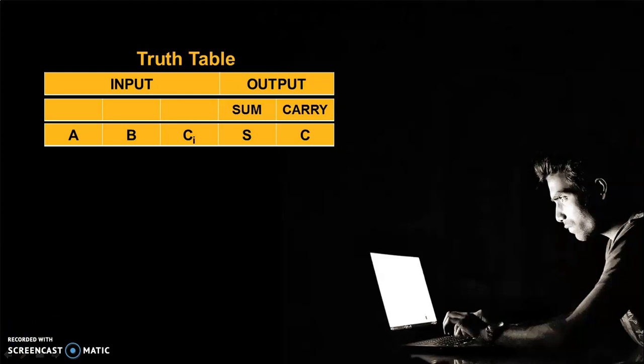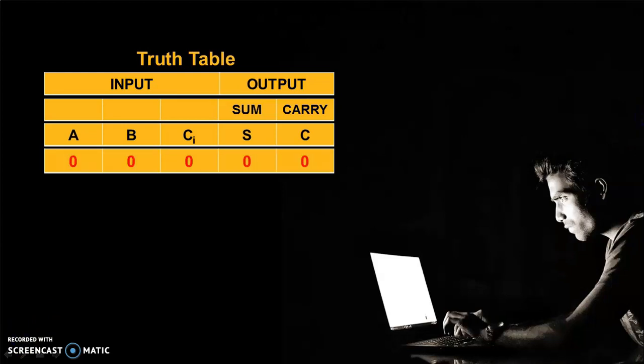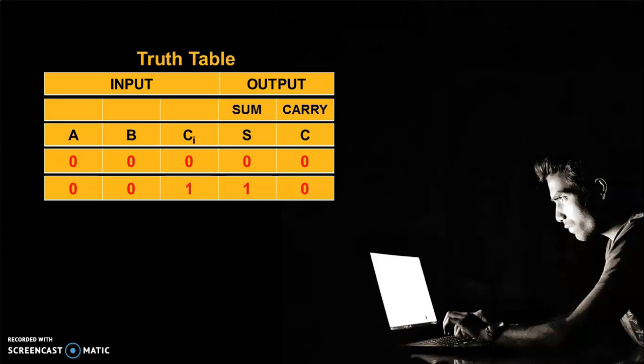Now let us take the first condition 0 0 and previous carry also considered as 0. So the final sum and final carry both are 0. Now with the same input 0 0, but we'll consider previous carry as 1. So 0 0 input AB and previous carry we have considered 1. So sum is 1 and carry is 0, because 0 plus 1. So sum is 1 and carry is 0.